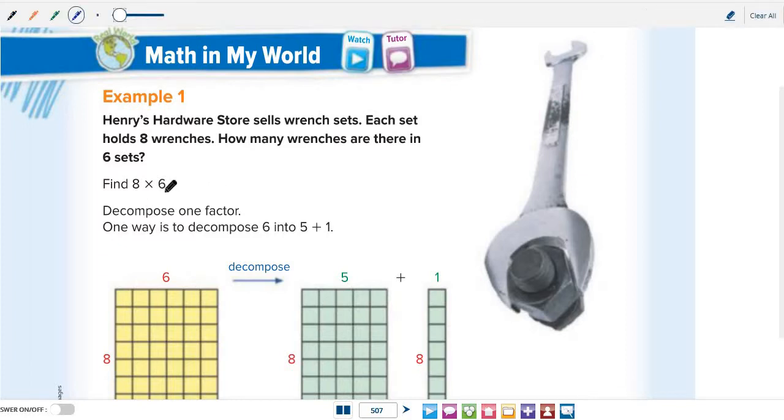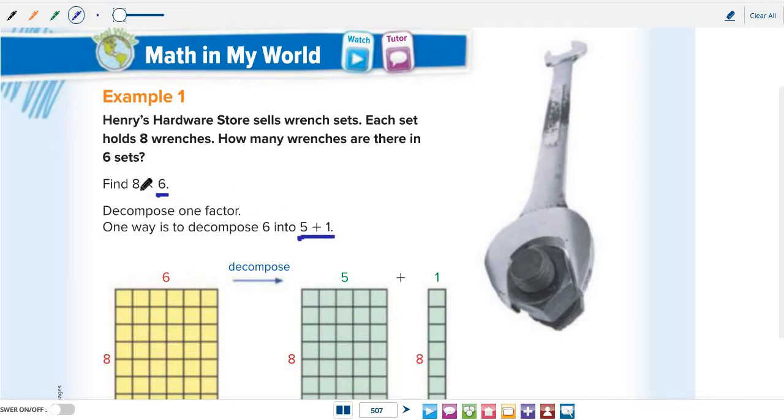To find the unknown product, we can decompose a factor. We can decompose 8 or we can decompose 6. For example, we can decompose number 8 into 4 and 4, or 6 and 2, or 1 and 7, or we can decompose number 6 into 3 and 3, or into 2 and 4. We can also decompose number 6 into 5 and 1.